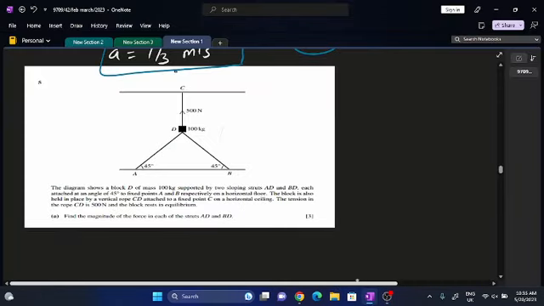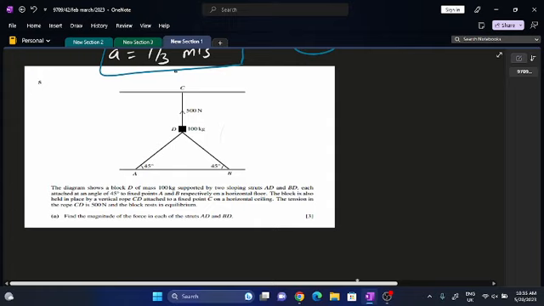Question number 5. The diagram shows a block D of mass 100 kgs supported by two sloping struts AD and BD, each inclined at an angle of 45 degrees to a fixed point A and B respectively on a horizontal floor. The block is also held in place by a vertical rope CD attached to a fixed point C on a horizontal ceiling. The tension in the rope CD is 500 Newton and the block rests in equilibrium. Find the magnitude of the force in each of the struts AD and BD.